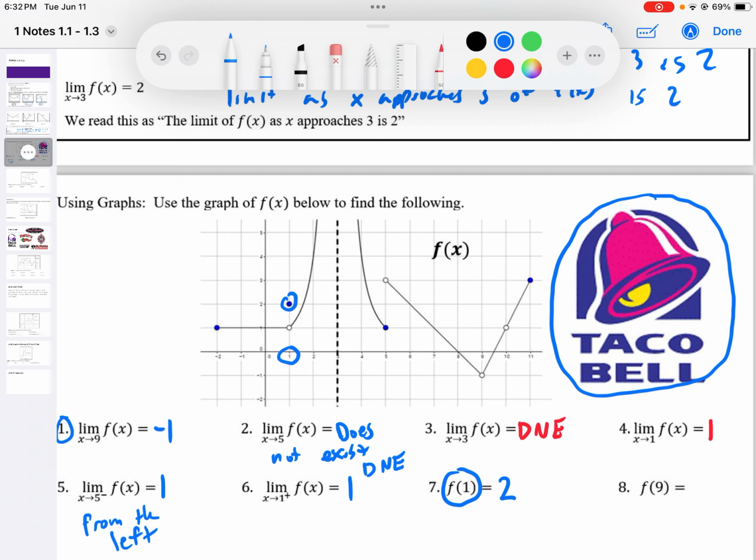All right, so number 8, f of 9. Here's where x is 9. Plug in 9. I don't see any point where it's defined to be. It's an open circle, so I'm just going to say DNE. It does not exist.